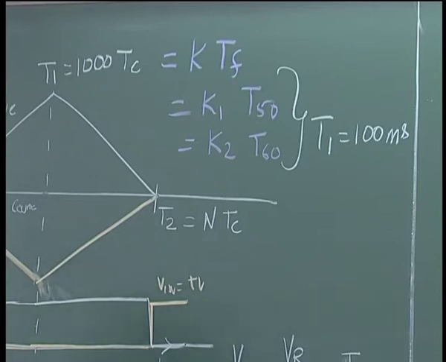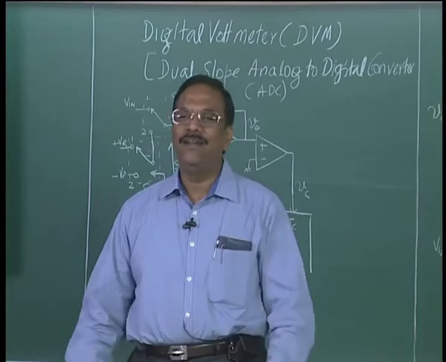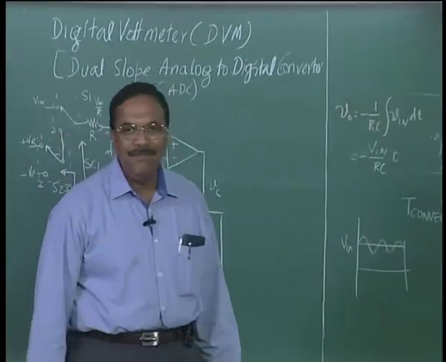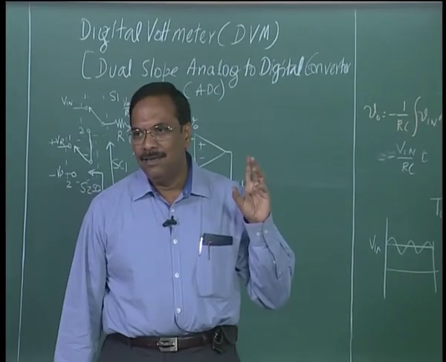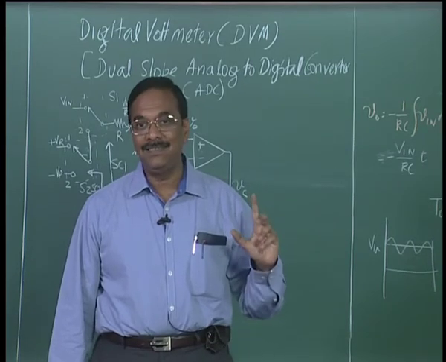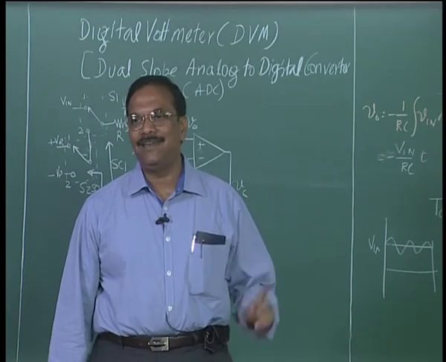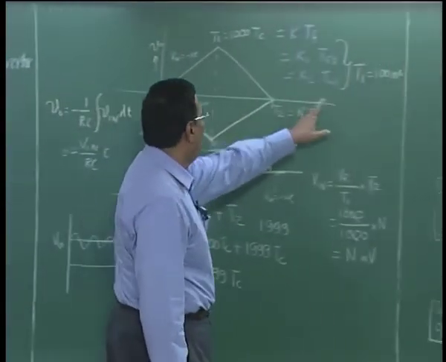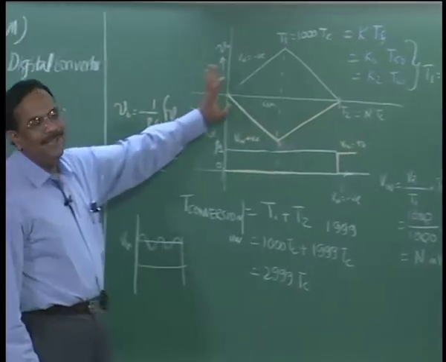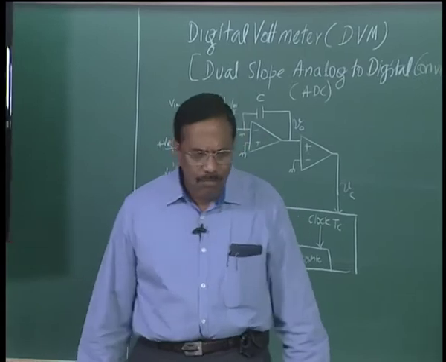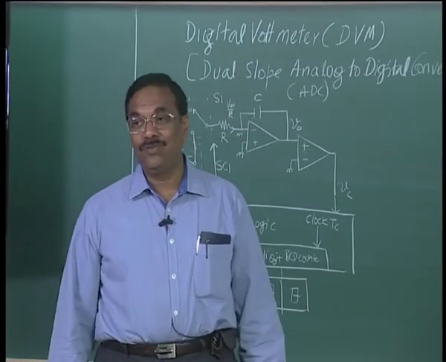I can have 100 milliseconds, I can have 200 milliseconds, I can have 300 milliseconds and so on, because in 100 milliseconds I will have 5 cycles of 50 Hz and 6 cycles of 60 Hz. So that would be the minimum time required to reject either 50 hertz or 60 hertz on the dual slope AD converter. Now, there is one more thing that we assumed.